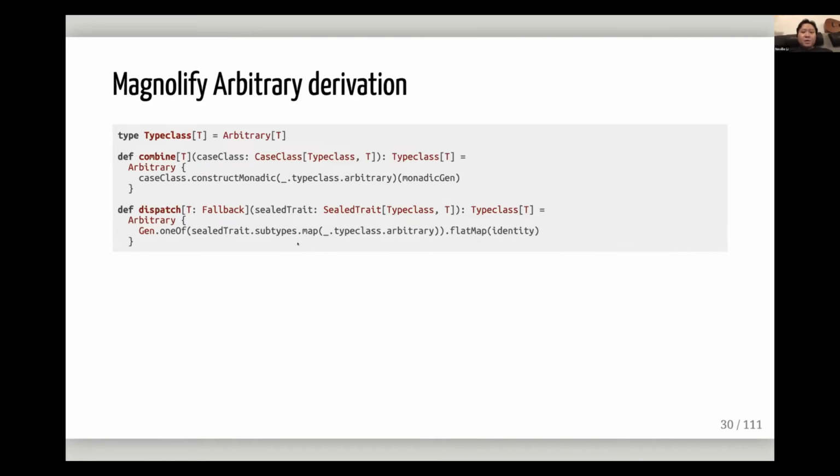And for the sealed traits, it's very similar. For the supertype, we just want to randomly generate either one of the subtypes, hence the Gen.oneOf and the subtypes' Arbitrary instances.